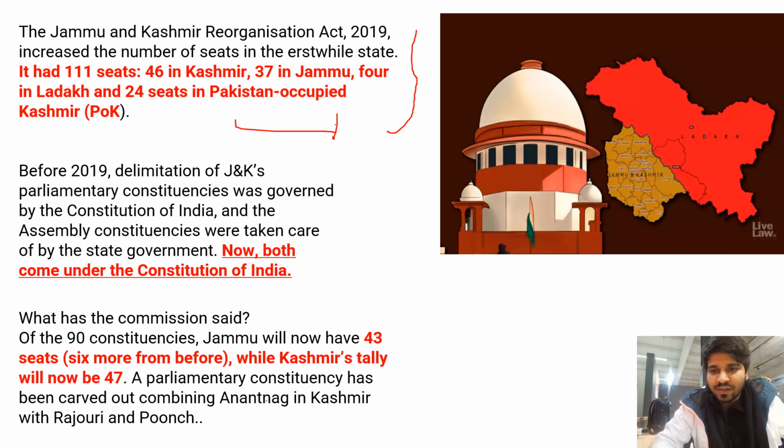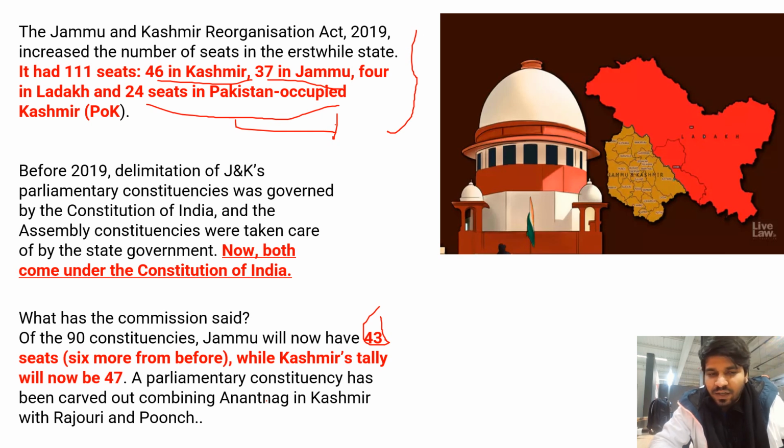Earlier there were 46 seats in Kashmir, 37 in Jammu, 4 in Ladakh and 24 seats in POK. Now it has changed. Earlier Jammu had 37 seats of legislative members, MLAs. Now it has been raised from 37 to 43.